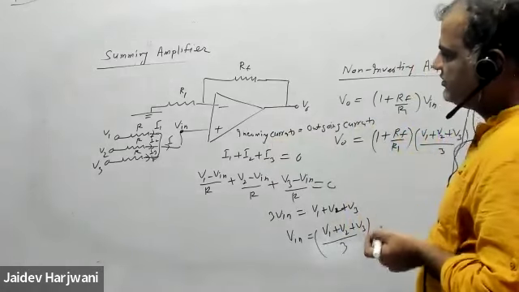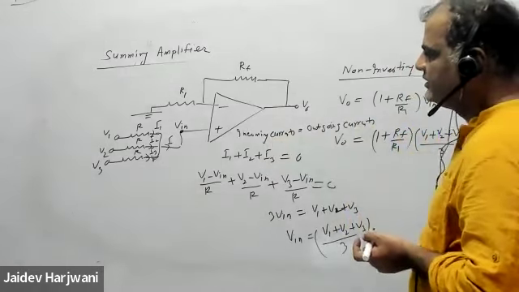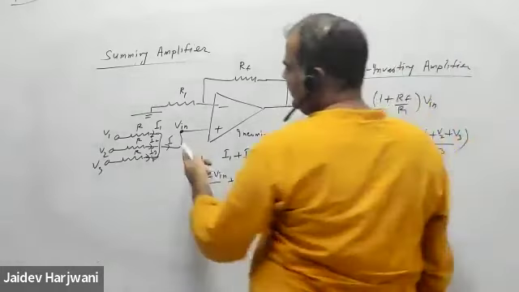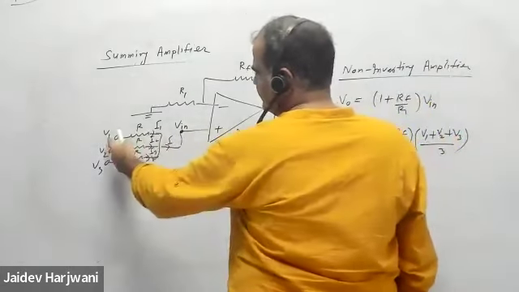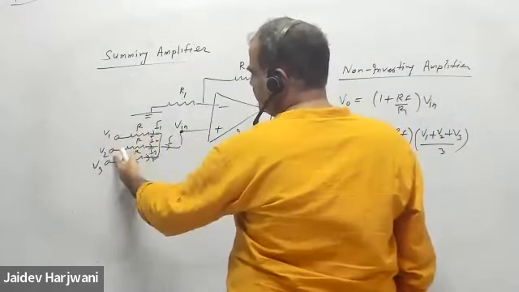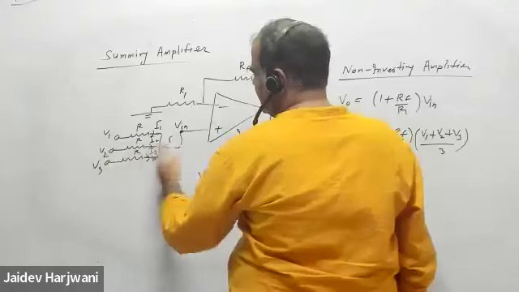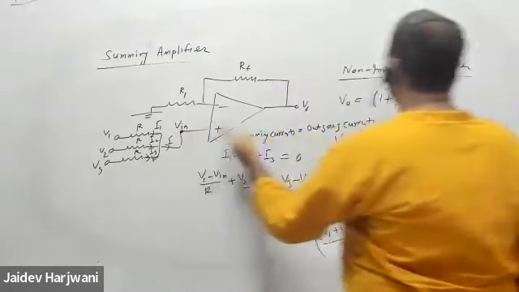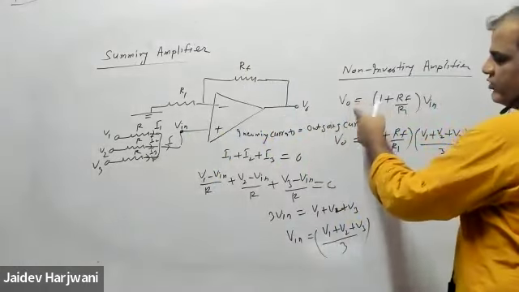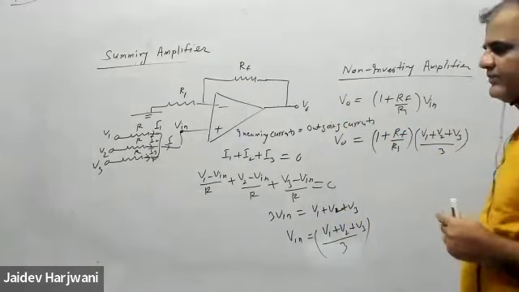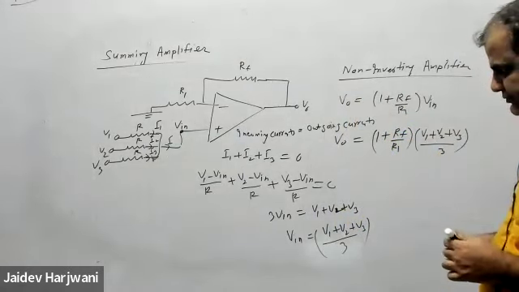If you don't want to use this, you can do the superposition principle. Then you can find what the voltage is here because of this one, because of this one, and because of this one. Accordingly, you can find V01, V02, V03, and later you can sum. That way also you can do it.